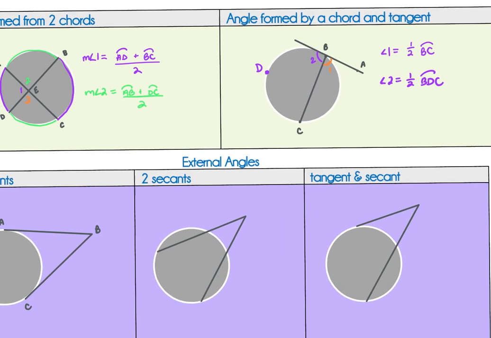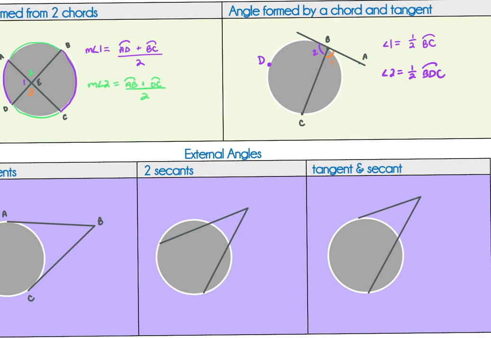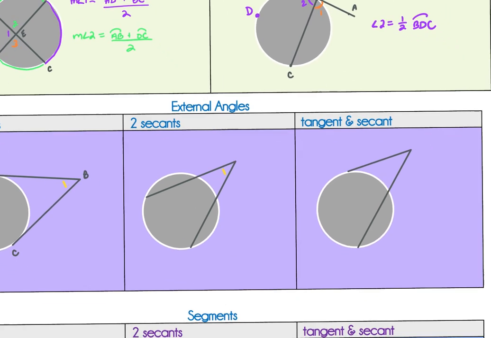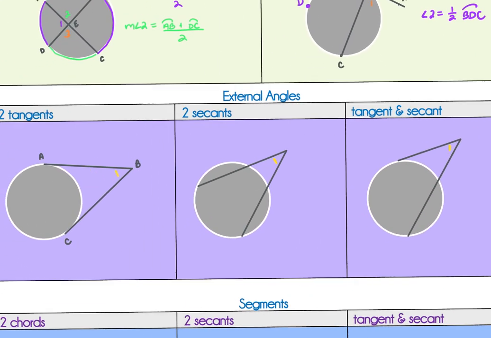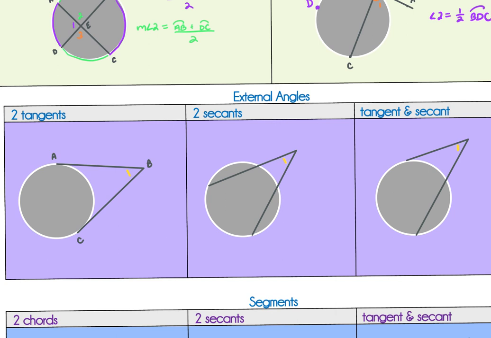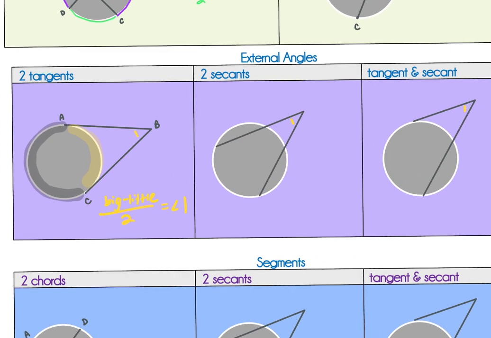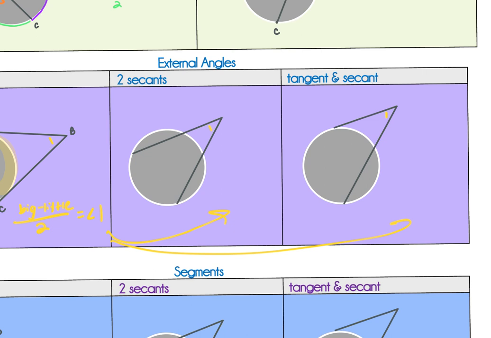Okay, then came the external angles. There were 3 ways these were formed, but the formula was the same for all 3. If I put a 1 out here, I'm finding that exterior angle. It is big arc minus little arc divided by 2 for each of these. On the first one, the big arc would be end to end here, little arc here. So again, big minus little divided by 2. That gives you angle 1, and it is the same for all 3 of these.